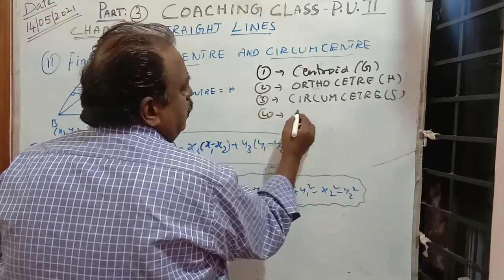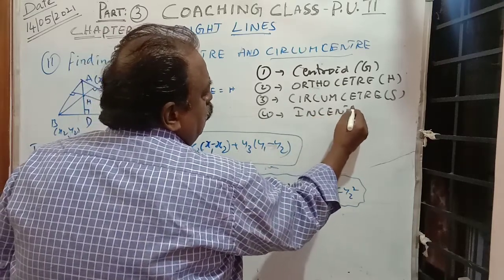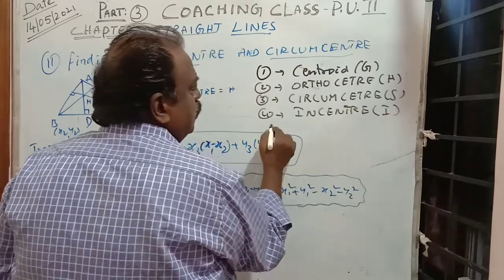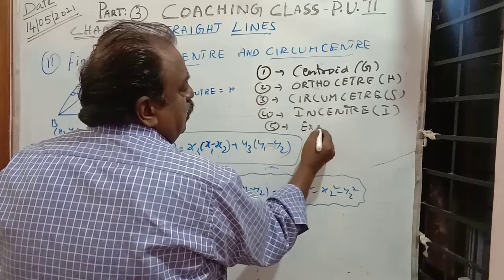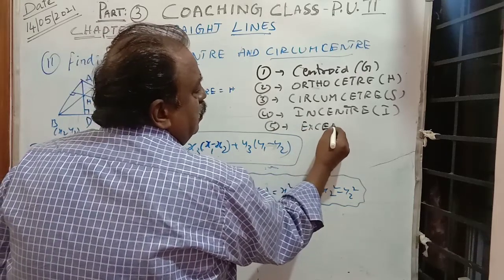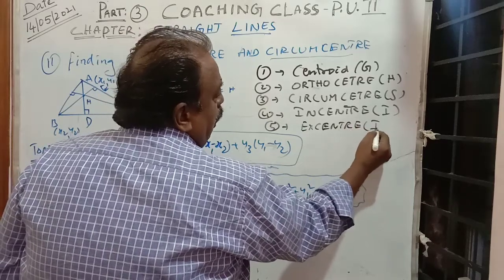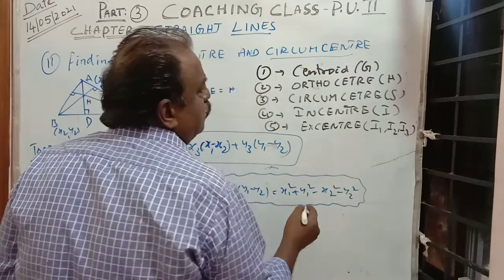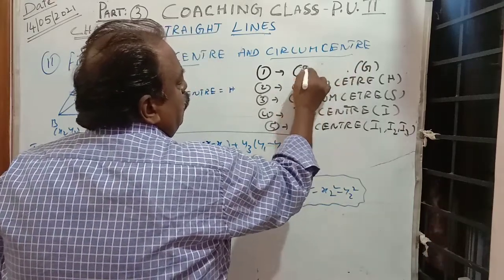The fourth one is the in-center. It is denoted by capital I. The fifth one is the excenter. It is denoted by I1 or I2 or I3.